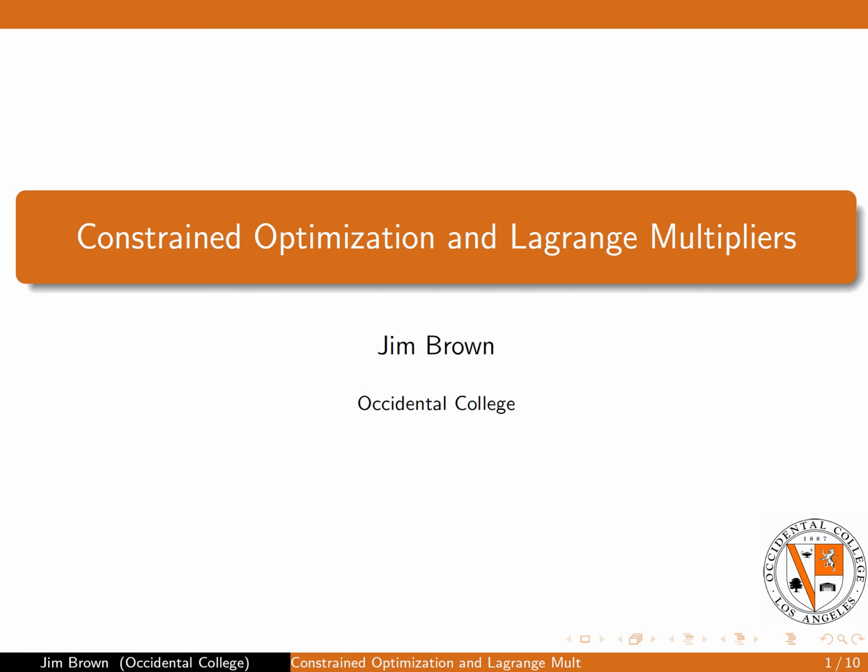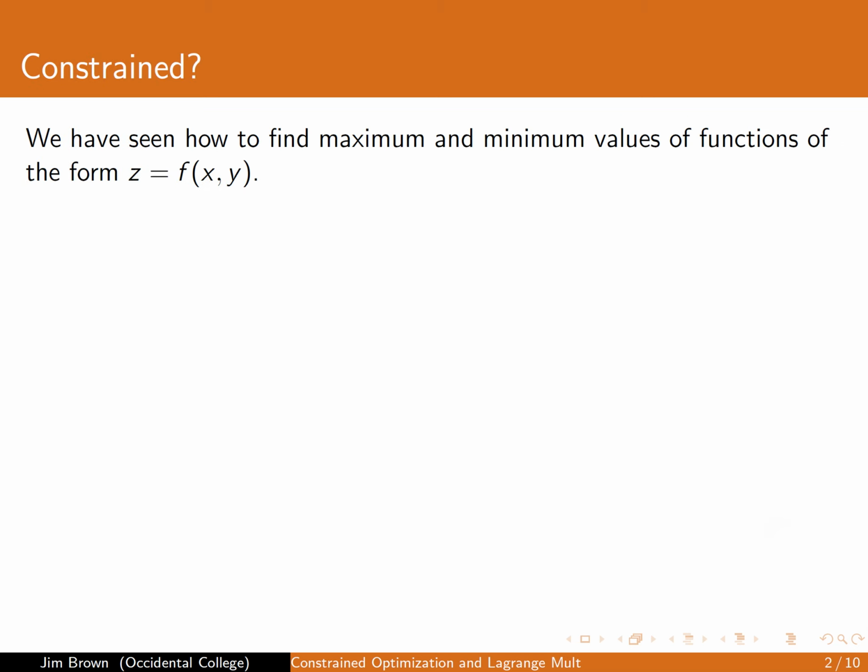So our lecture today is on constrained optimization and Lagrange multipliers. So we need to figure out what these words actually mean. The first thing we want to figure out is what we mean by constrained optimization. We've seen before how to find maximum and minimum values of functions when they're functions of one or two variables. In this case, we're going to be more interested in the two variable case.